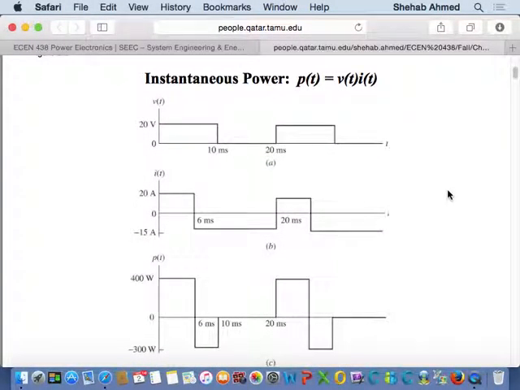Instantaneous power, we know, is nothing but the multiplication of instantaneous voltage by instantaneous current. This is an instantaneous voltage waveform, and this is some sort of instantaneous current waveform. Multiplying them by each other instantaneously will result in the instantaneous power waveform that you see down here. So that's that.